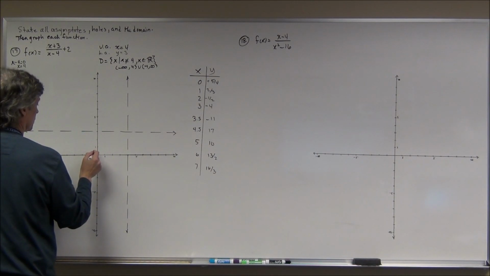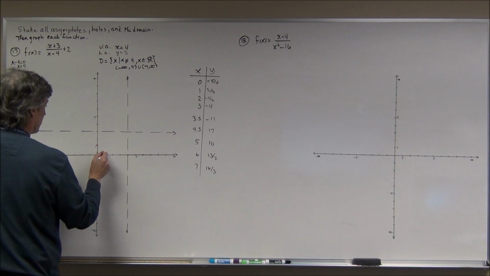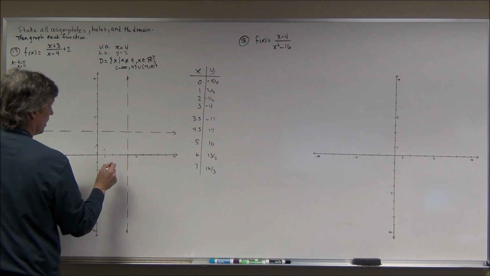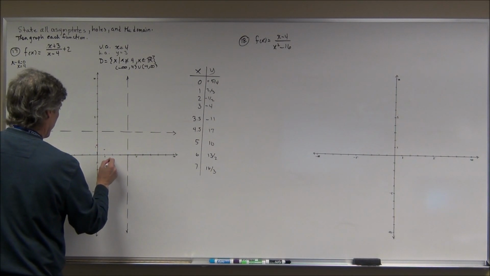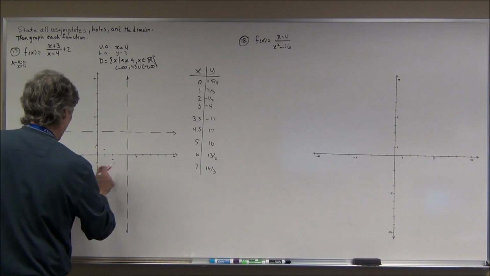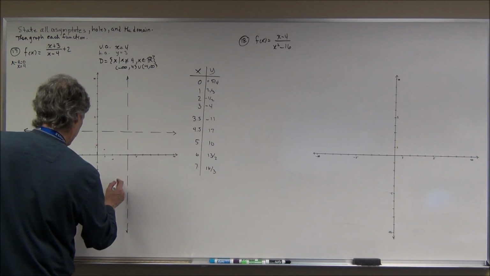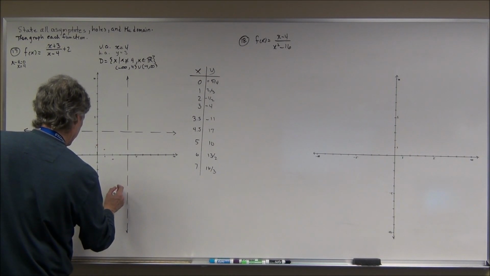So 5/4 would be about here. 2 thirds would be about here. Here we go. 2, negative 1/2 would be about here. 3, negative 4. 3, negative 1, 2, 3, 4 would be about down here.